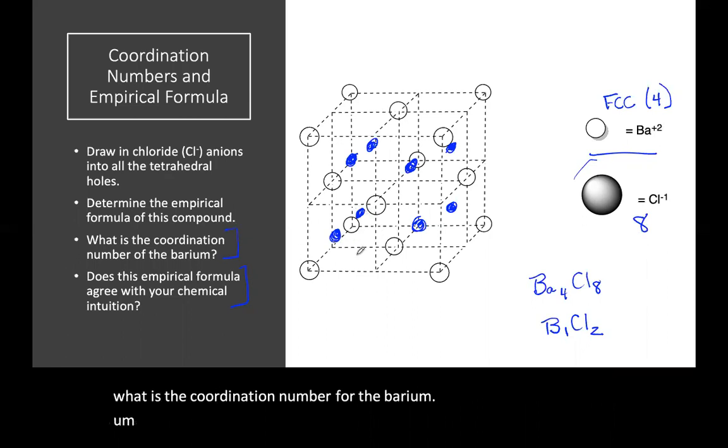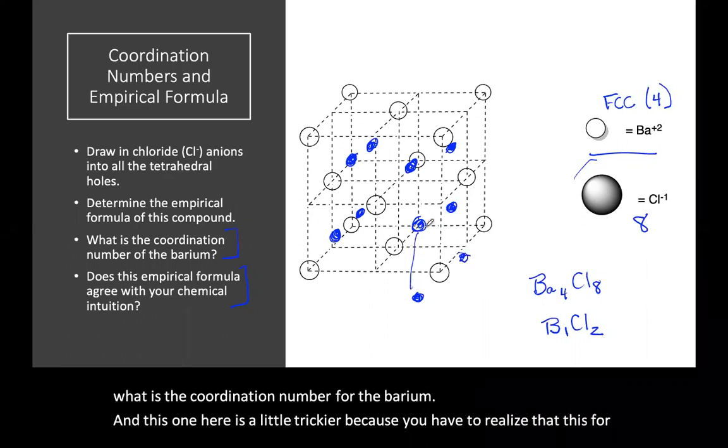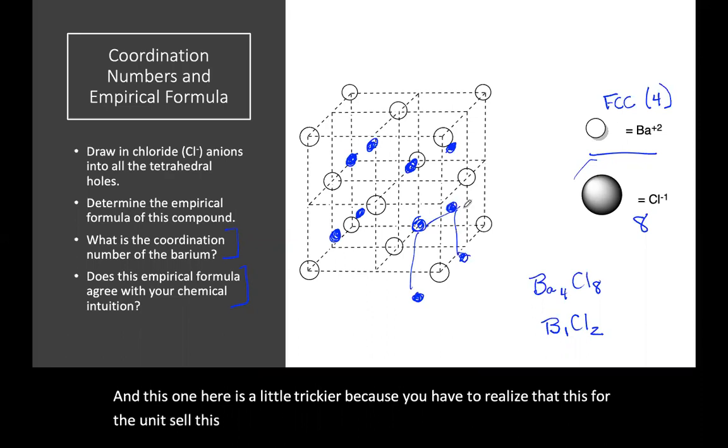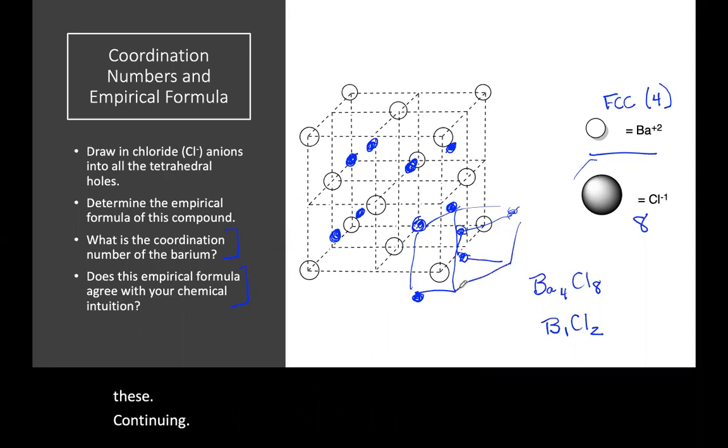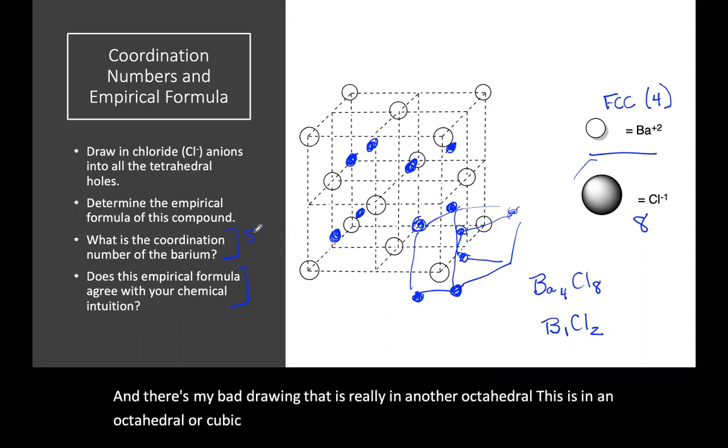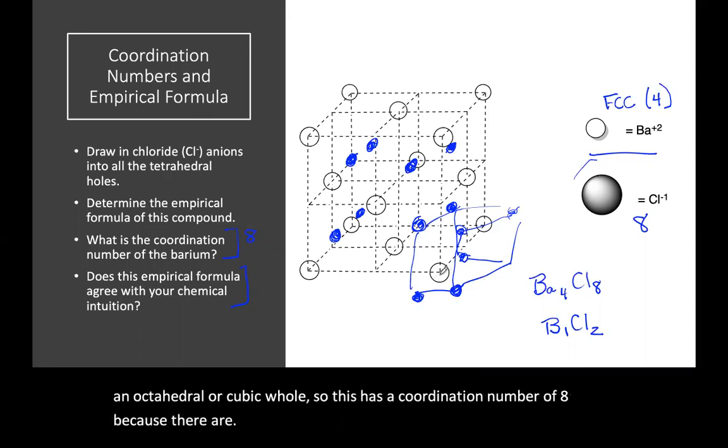And this one is a little trickier because you have to realize that this, for the unit cell, this continues on in all directions. And so if you imagine these continuing, there's my bad drawing, that is really in another octahedral. This is in an octahedral or cubic hole. So this has a coordination number of 8 because there are 8 atoms surrounding this barium.